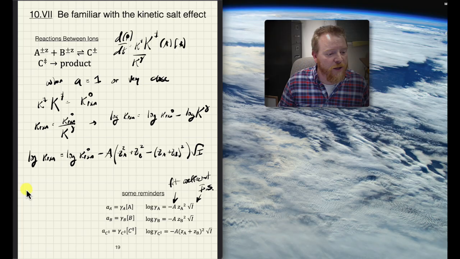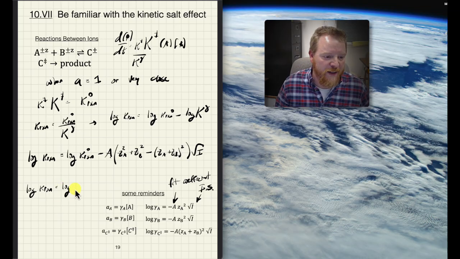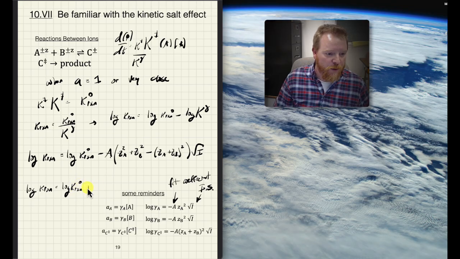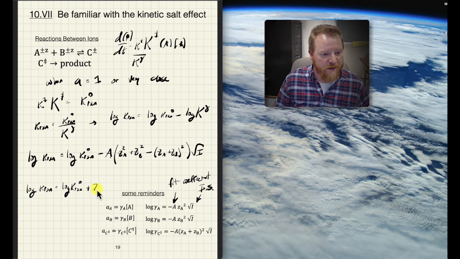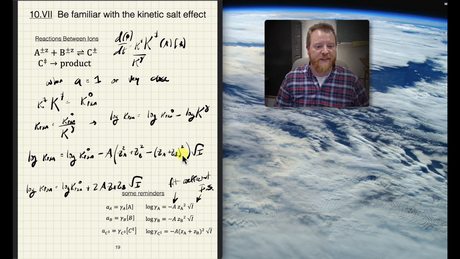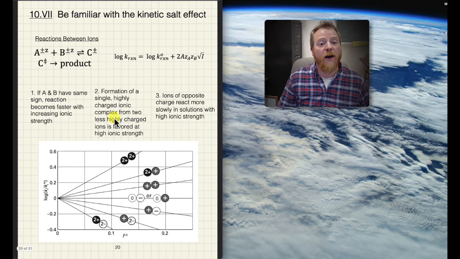And now I'll do just a little bit more algebra, and we'll be able to see the qualitative aspects of this equation. So it goes log of K reaction equals log of K reaction standard, and I'm going to write that as plus 2 times A times ZA times ZB all times the ionic strength. So some of these Z's we were able to collect and do the algebra on. Okay, so here's the equation we just derived.